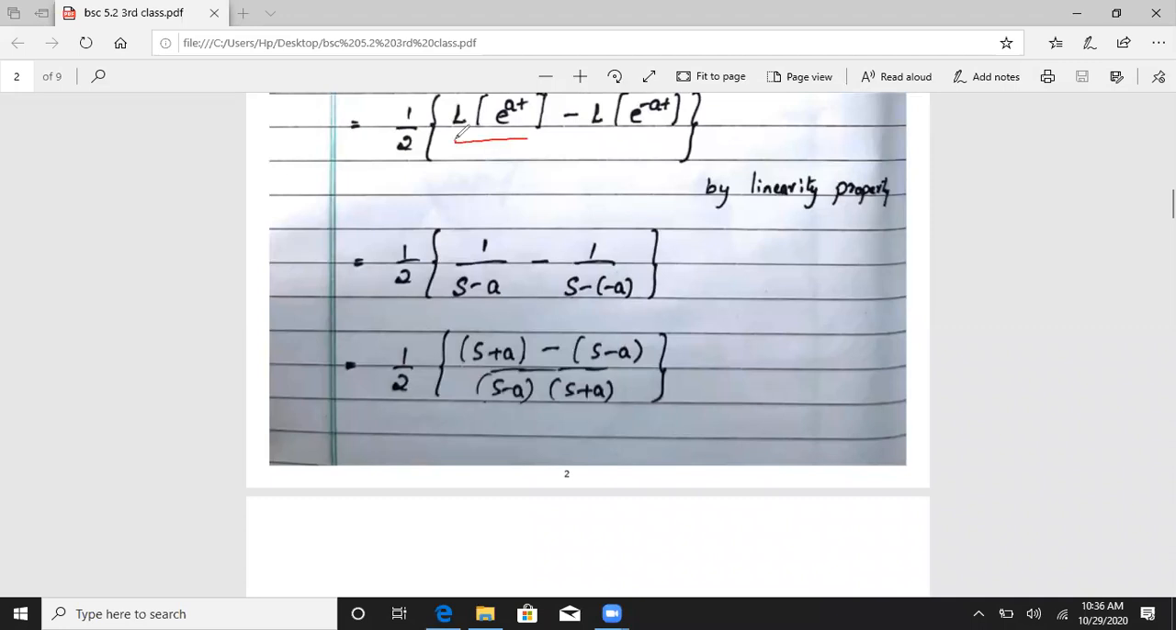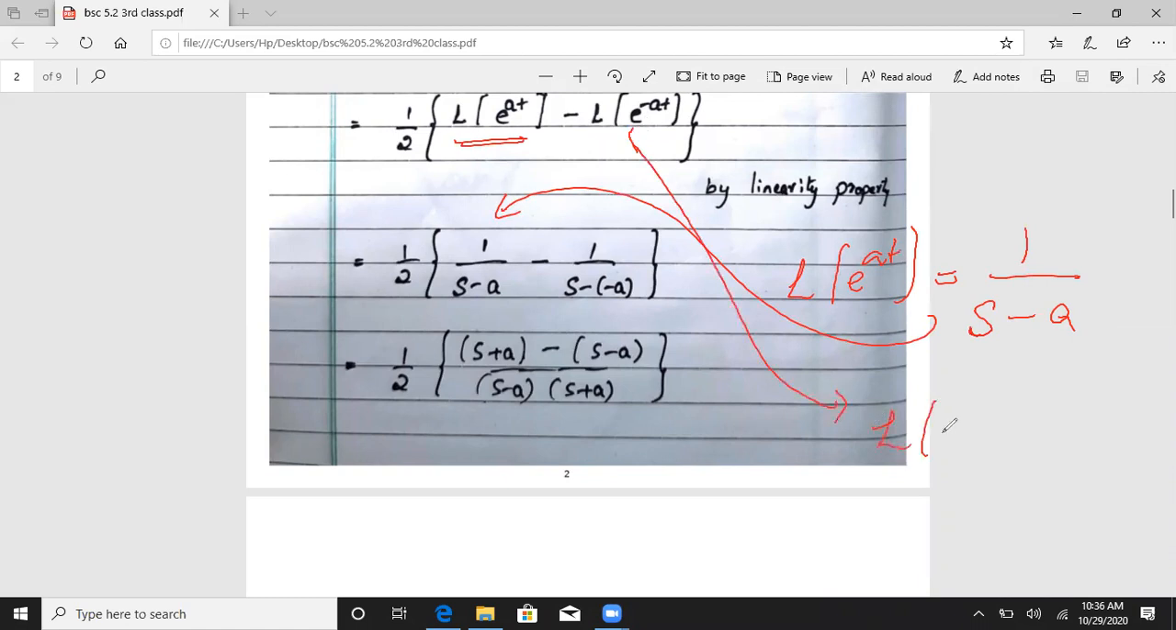When we solve this, the Laplace transformation of e to the power kt, you guys already know the value of this function. That is 1 divided by s minus a. And right here the same one. Next, the Laplace transformation of e to the power minus at means 1 divided by s minus of minus a, that is 1 divided by s plus a.